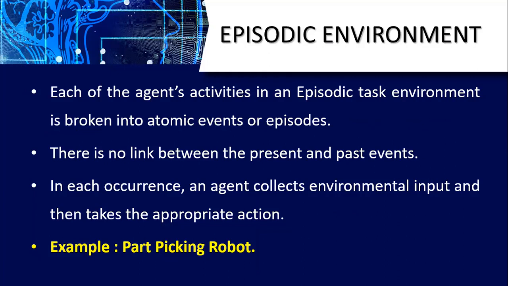Episodic environment. Each of the agent's activities in an episodic task environment is broken into atomic events or episodes. So there won't be a link between present and past events. For example, take a part-picking robot. On each occurrence, the agent will collect the environment input and, based upon that, take the appropriate actions. So the entire task environment will be split into different events. We can say it is a subtask.